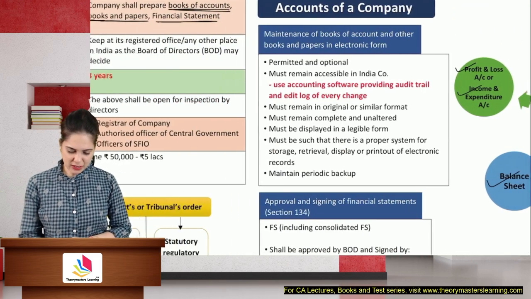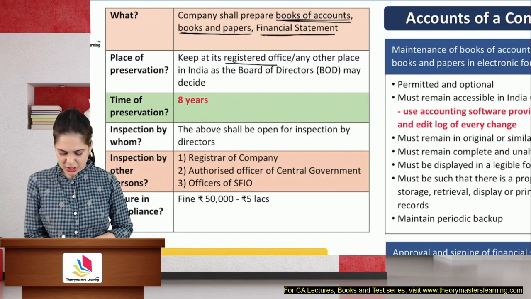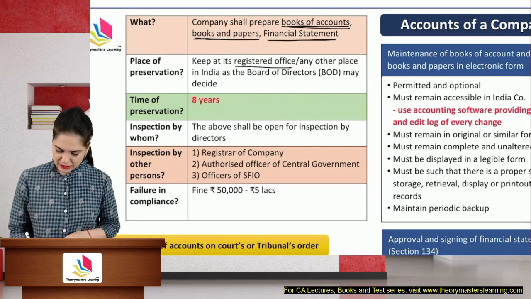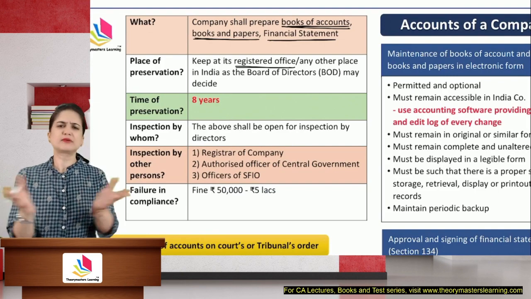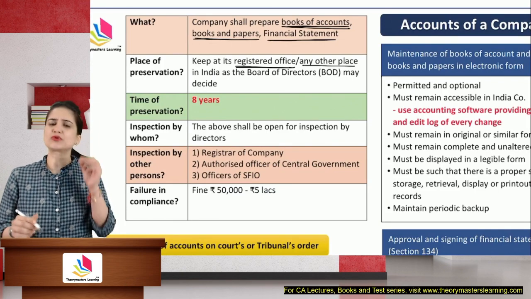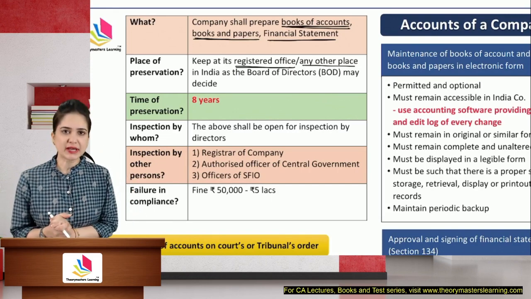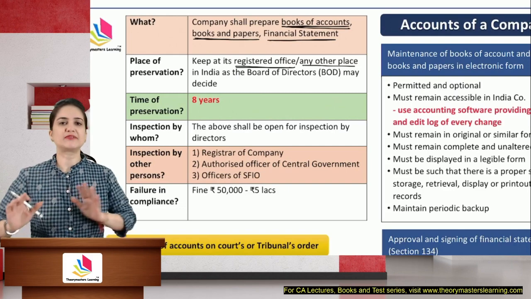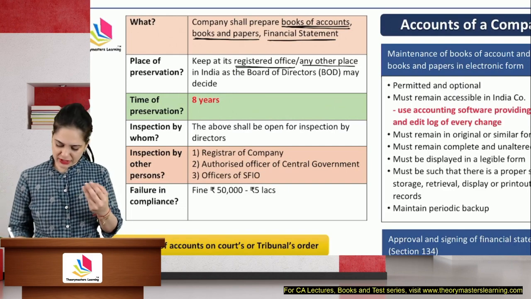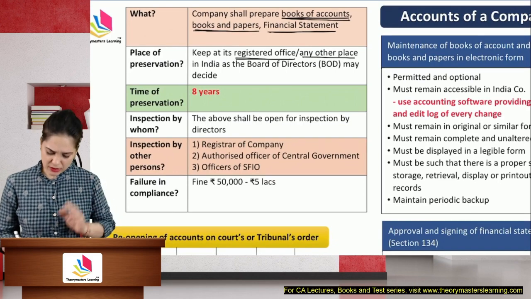Maintenance of books of accounts, they will be kept at the registered office of the company. So books shall be prepared. They shall be kept at the registered office of the company, or the board of directors may keep it at any other place that they decide. It's only thing that you should inform the ROC within 7 days that this is the place where we have kept the books of accounts. So you can keep it at any other place in India that the board of directors may decide. Within 7 days, just inform the ROC.